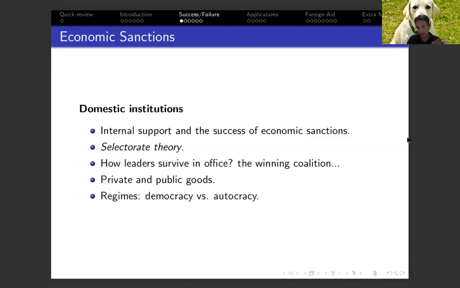Therefore, leaders will try to secure their positions by providing different benefits to members of what's called the selectorate. And this is another important concept within selectorate theory. The selectorate is all members of the public that can cast their vote, if we think about it from a democratic context, and support the leader or not support the leader.